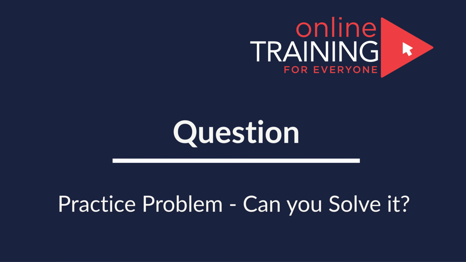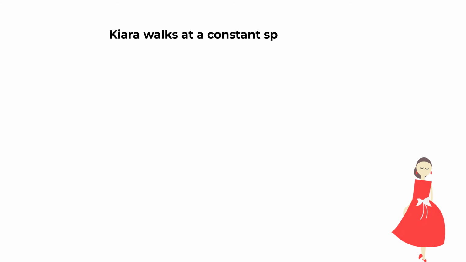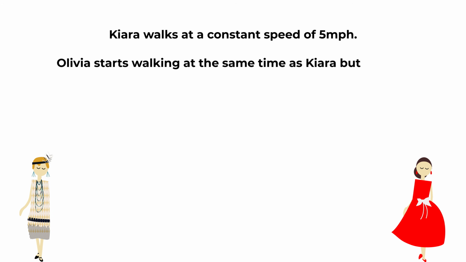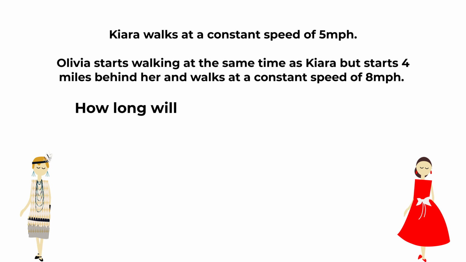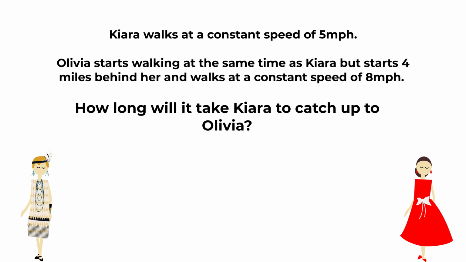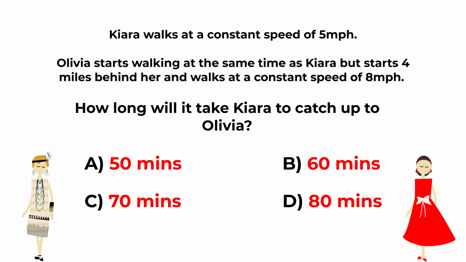Here's the practice question for you. Kiara walks at the constant speed of 5 miles per hour. Olivia starts walking at the same time as Kiara, but starts 4 miles behind her and walks at the constant speed of 8 miles per hour. How long will it take Olivia to catch up with Kiara? And you have 4 different choices. Choice A, 50 minutes. Choice B, 60 minutes. Choice C, 70 minutes. And choice D, 18 minutes.